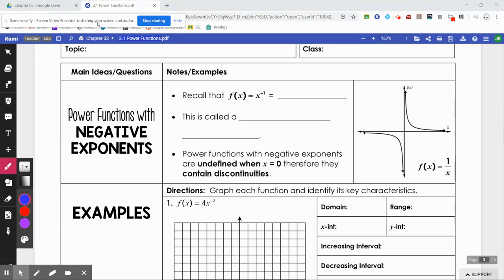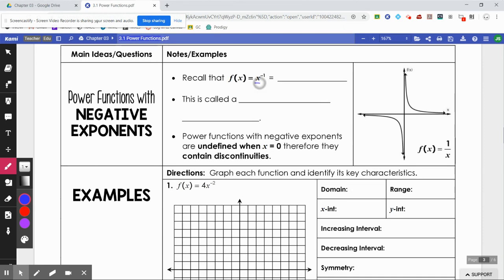Okay, now we're going to be talking about power functions that have negative exponents. And before we go into that, let's recall that anytime you have a negative exponent, like x to the negative 1 power, you use a fraction bar and bring that to the bottom. That's the same thing as 1 over x to the positive 1. That's how we remove negative exponents.